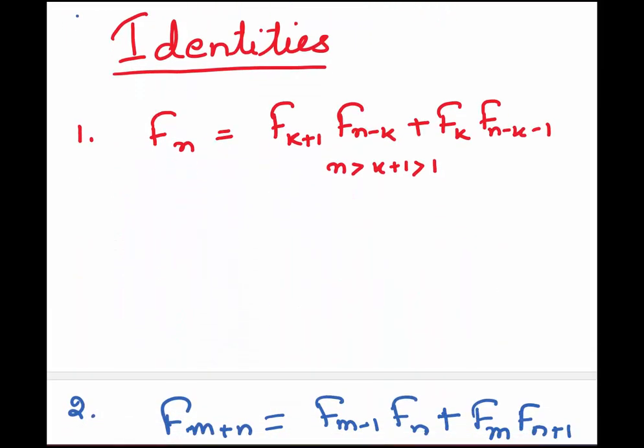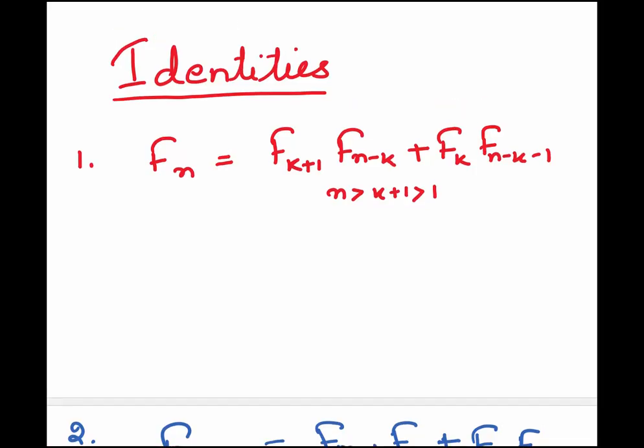The first one: F(n) is equal to F(k+1) F(n-k) plus F(k) F(n-k-1), where n is greater than k+1 greater than 1. Let's take some particular values for n and k and just check this identity.